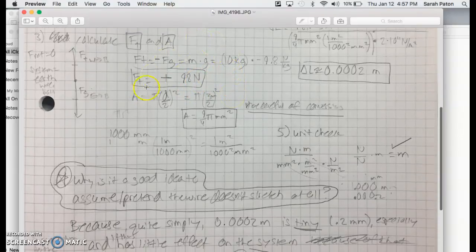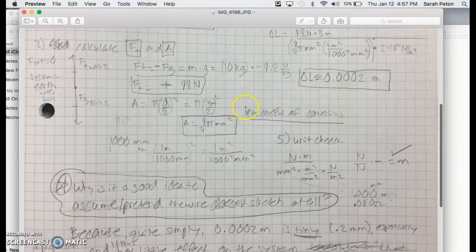So I kept that in my back pocket. Next, to find the area, I simply divided the diameter by 2 to get the radius and put it into the area of a circle, which is pi r squared, and I found that the area was 9/4 pi millimeters squared. Here's where I had to be really careful, because 1,000 millimeters squared is not the same as 1 meter squared. So I squared the conversion, 1 meter over 1,000 millimeters, and I found that 1 meter squared is equivalent to 1,000 squared millimeters squared.